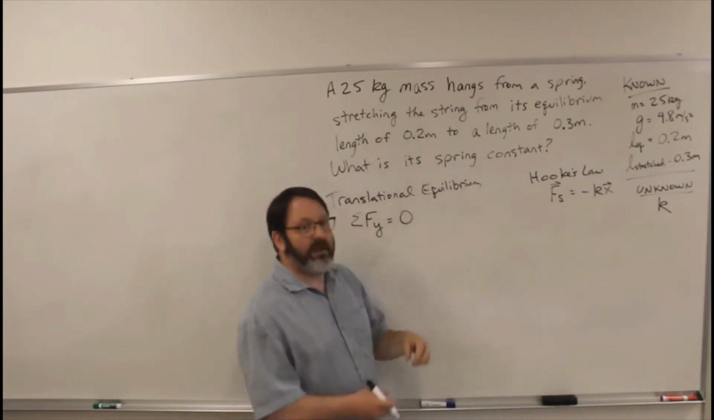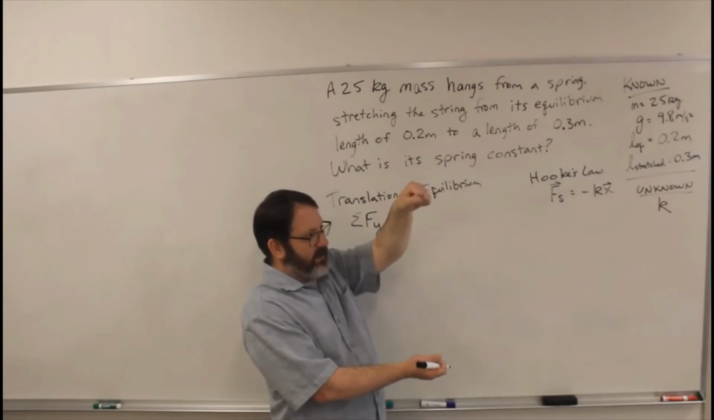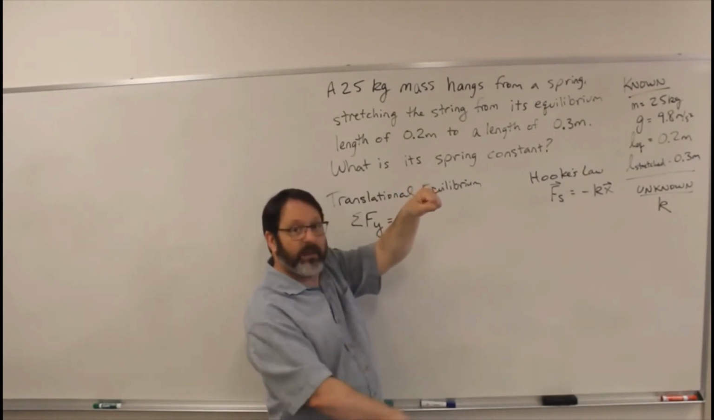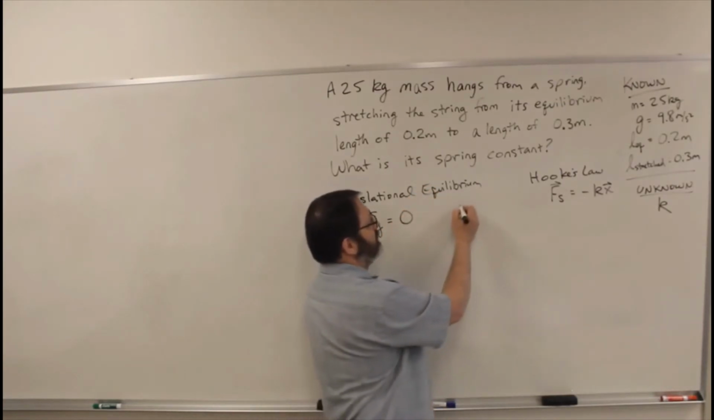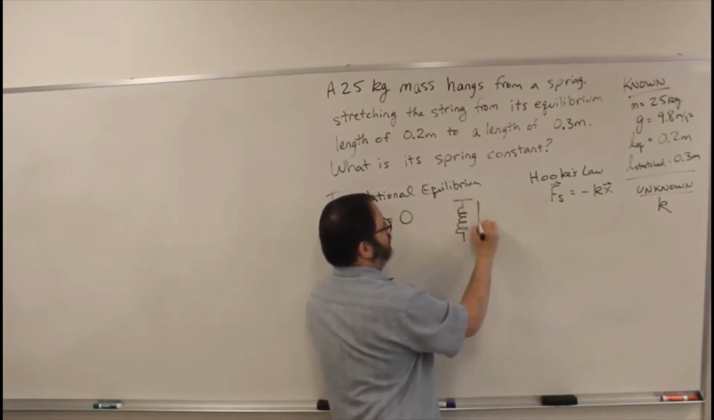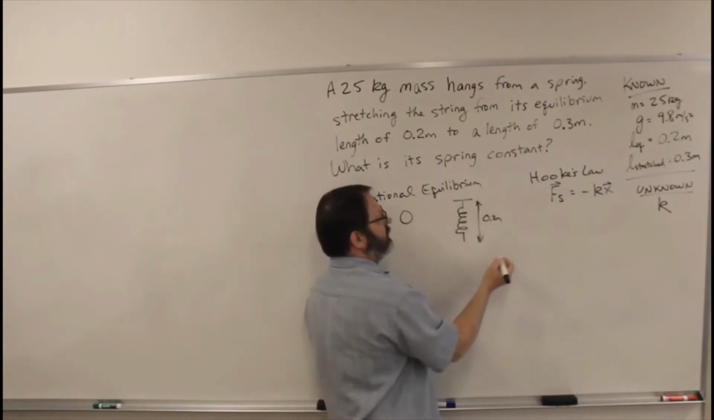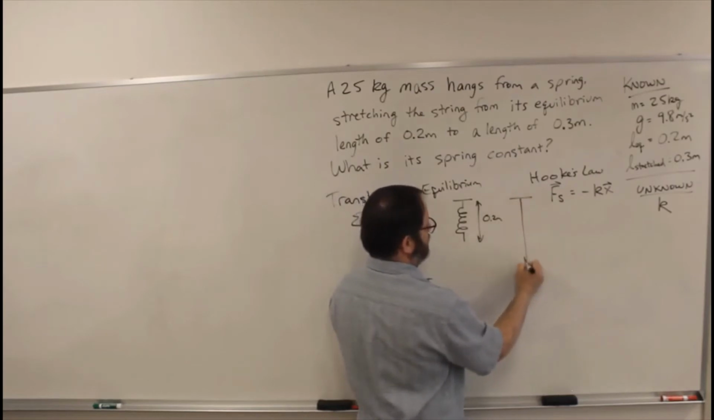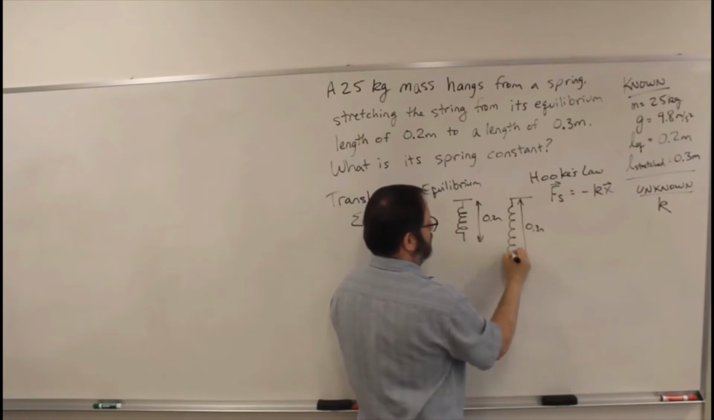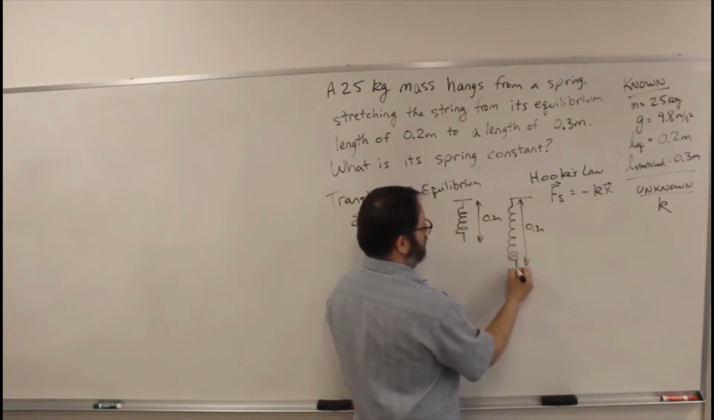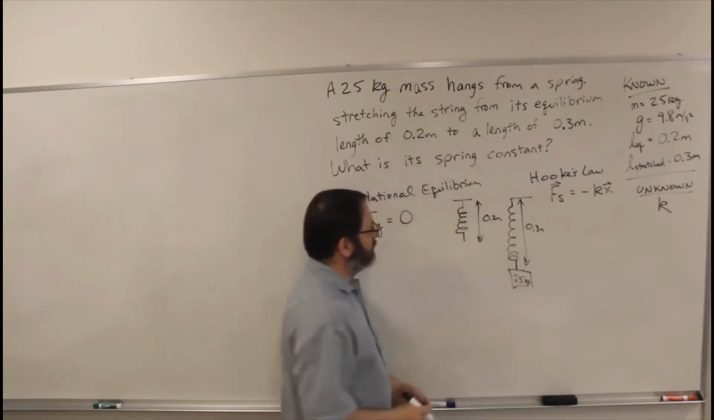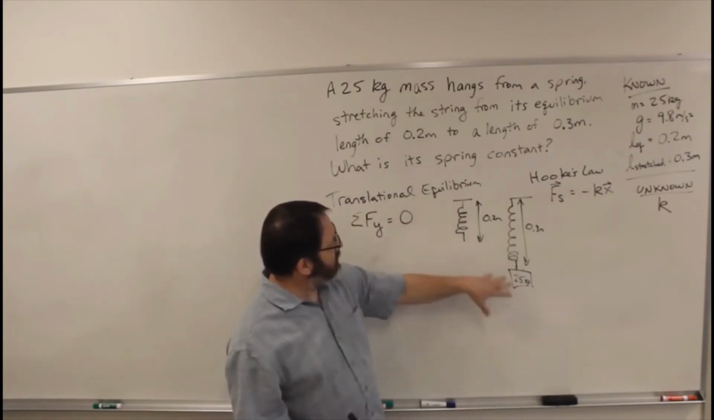The F. So if it's hanging there, the spring applies a force upward. There's something else that applies a force downward. So if I start out, my spring is here, 0.2 meters. Then I hang something on it. It's now 0.3 meters, with that mass of 25 kilograms. Okay? So that's what's happened.